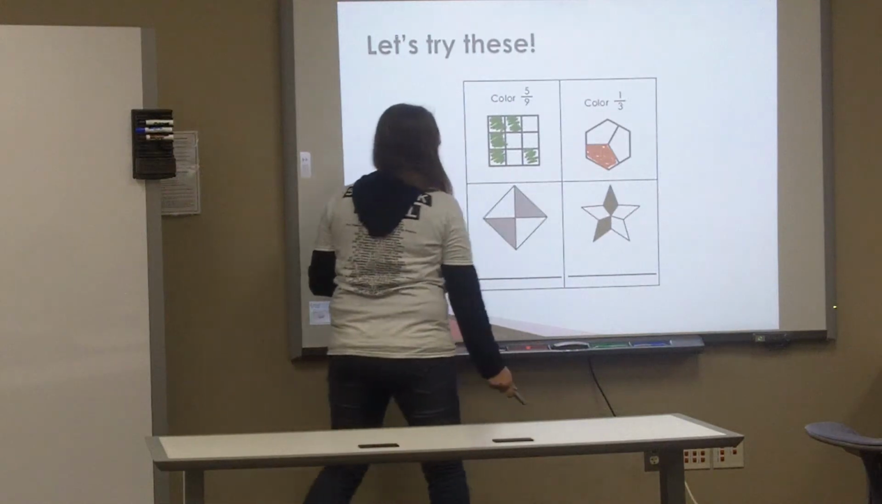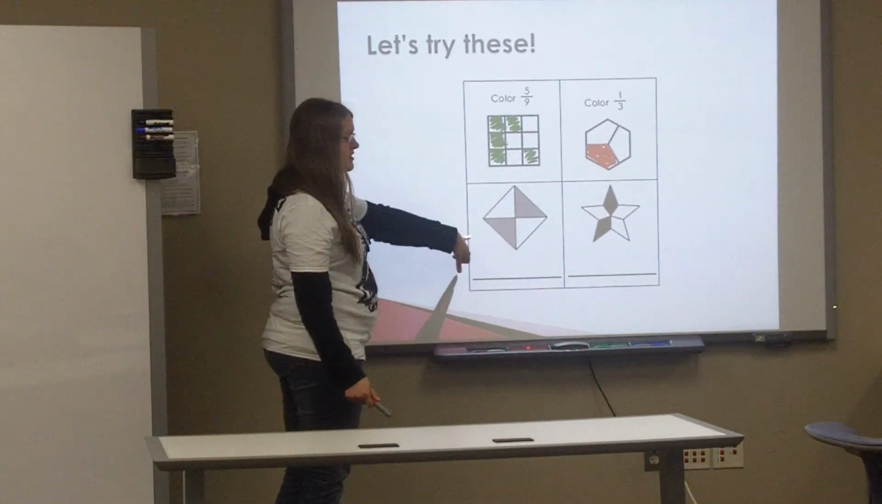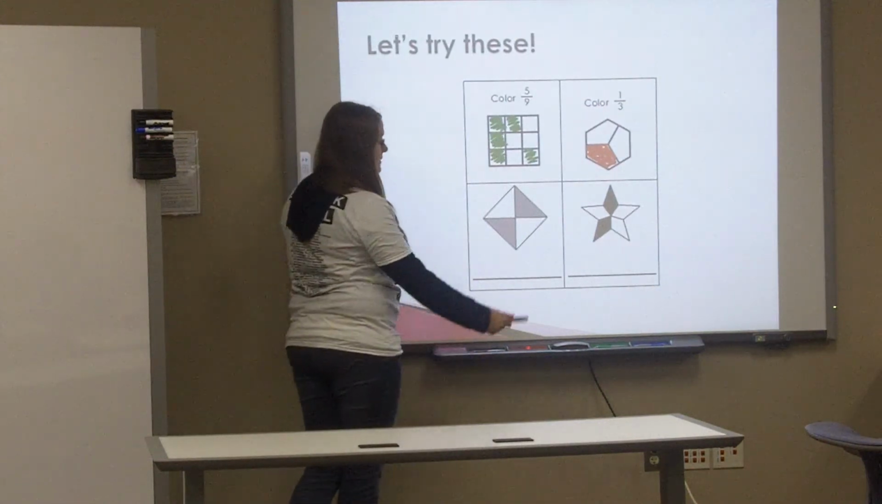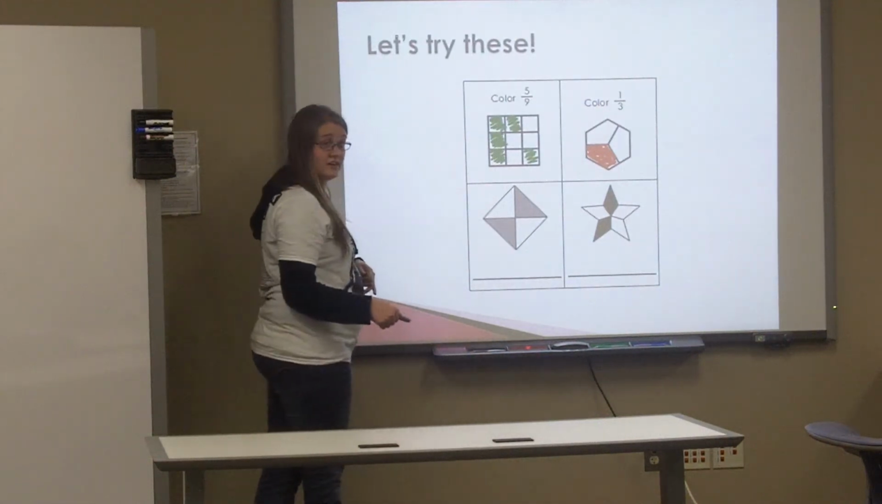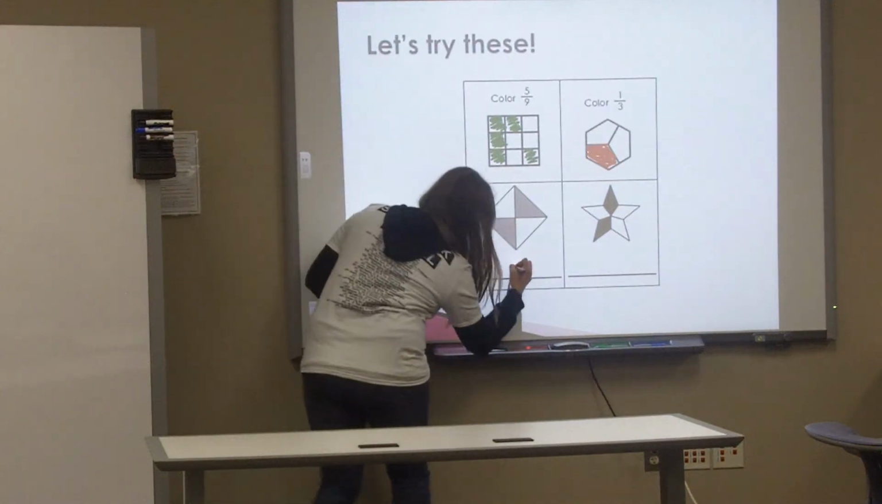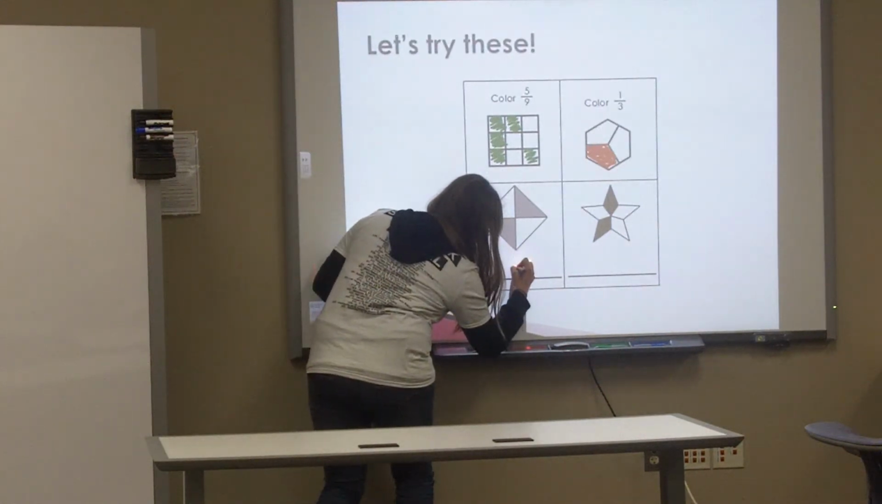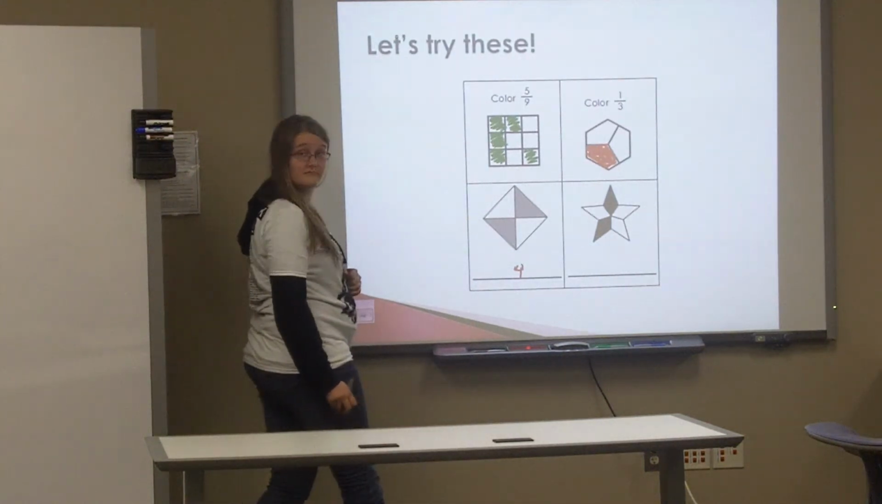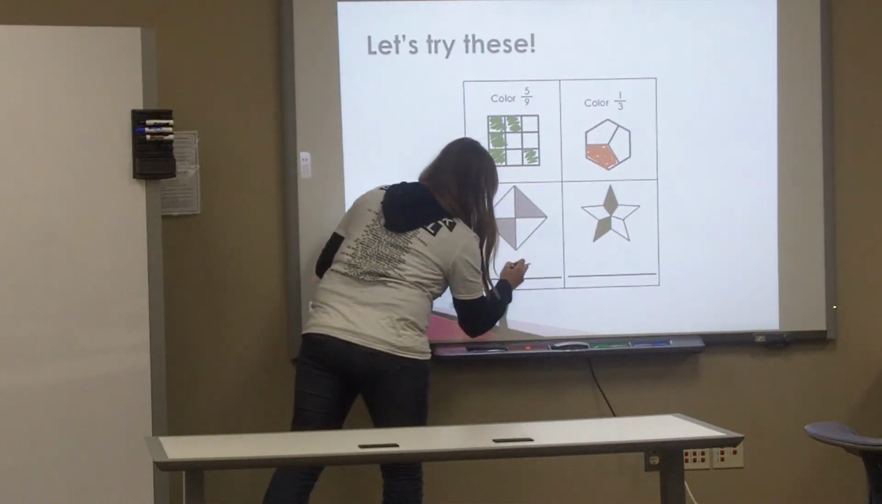Okay, and then let's see. This, instead of coloring, we're going to do what we did before, and we're going to try to figure out the fraction. So, how many parts are there all together for this problem right here? 4. And then how many parts are shaded? 2. Okay.